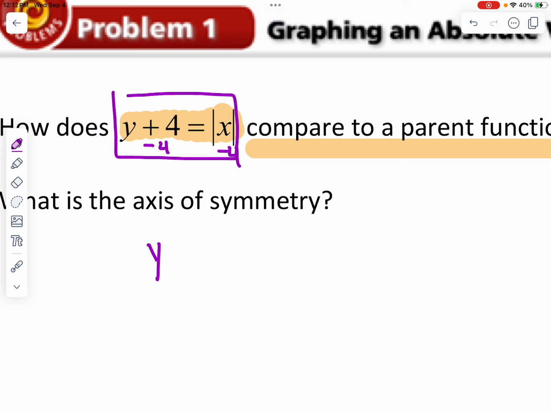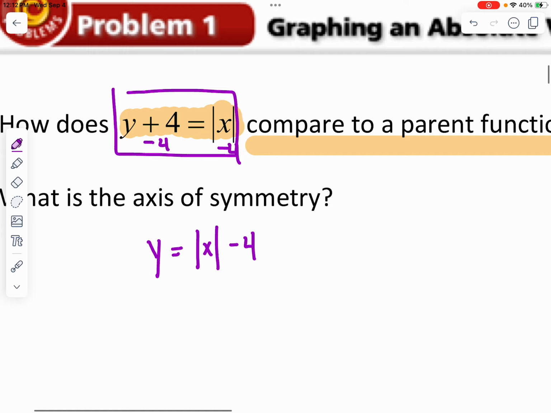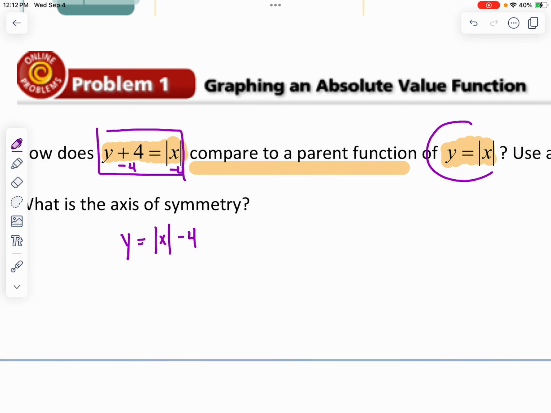That's going to give us y equals the absolute value of x, and then the -4 in the back of it. You should remember from 2-6 that if we are comparing that to just the parent function of y equals absolute value of x, this -4 in the back is going to translate it down 4.